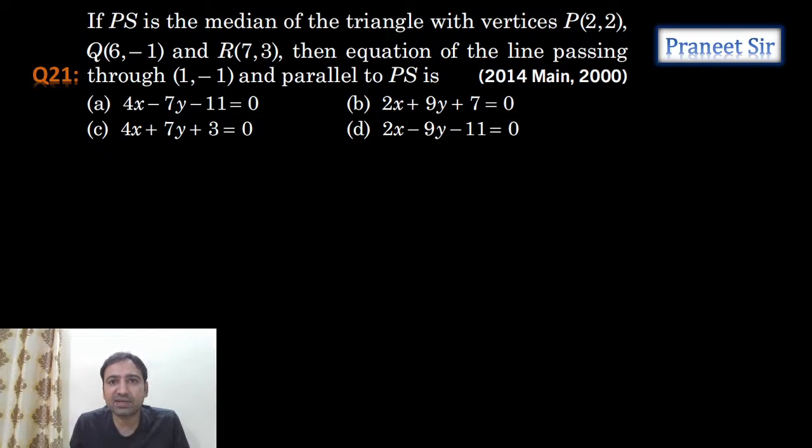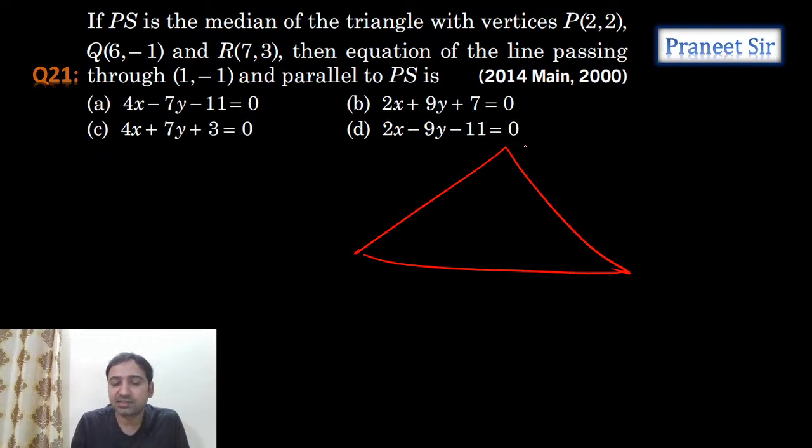PS is the median of the triangle with the vertices PQR given. Then find the equation of the line passing through (1, minus 1). So let me draw the diagram, guys, so that we get clarity. Let's take triangle PQR.